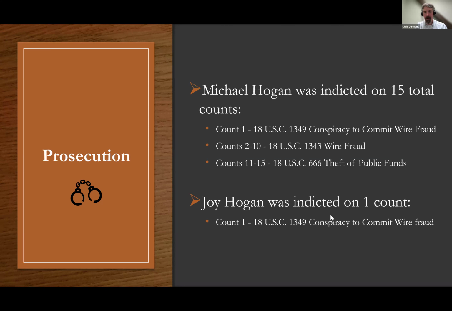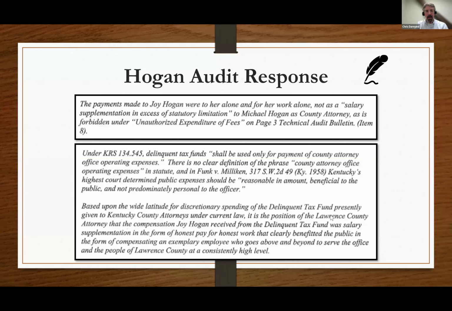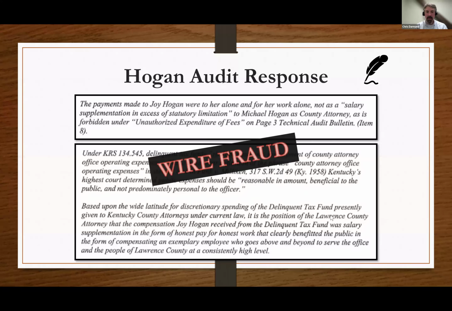Ms. Hogan was indicted on the one count of conspiracy to commit wire fraud, for her involvement in this situation. Here's Mr. Hogan's audit response that we had viewed earlier. Based on the federal wire fraud statute, since he had communicated this response to the state auditor's office through an email, it was deemed a wire communication. Therefore, his statements about those bonuses to Joy Hogan being reasonable for honest work, honest pay, clearly fraudulent, were elements of that wire fraud charge.